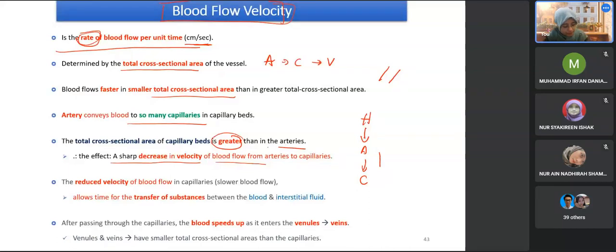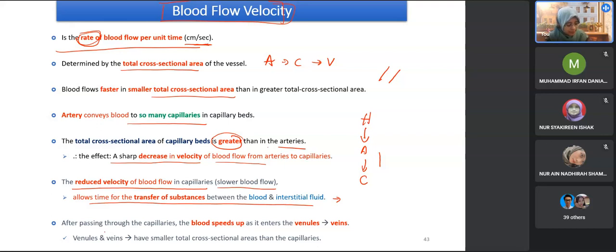Okay. So the reduced velocity of blood flow in the capillaries, where the blood will flow slower, will allow time for the transfer of substances between blood and also interstitial fluid. Okay, so this is to make sure that there is efficient exchange of materials between the blood and the body cells. So that's why the blood has to flow really slowly as the blood enters into the blood capillaries.